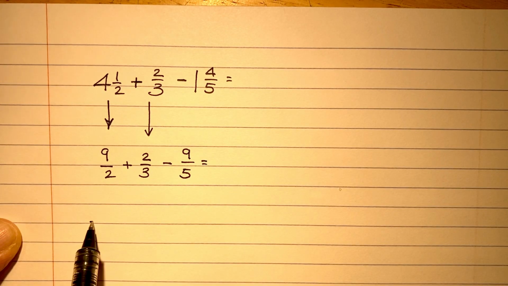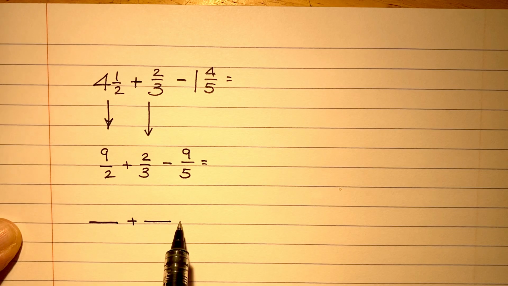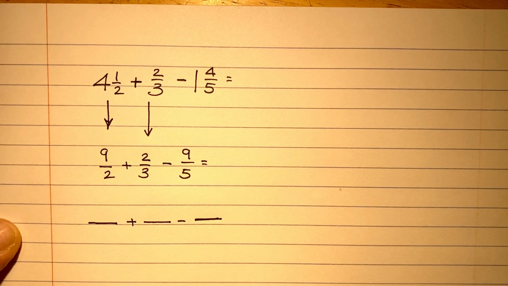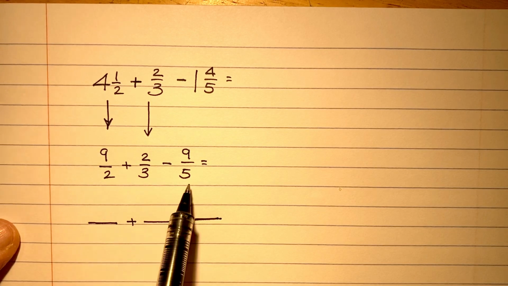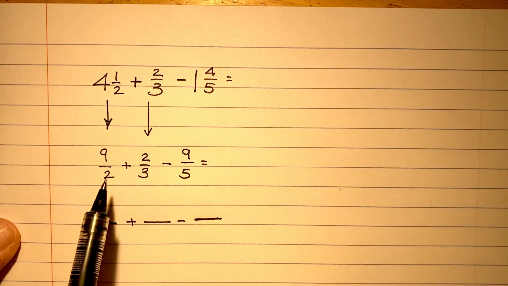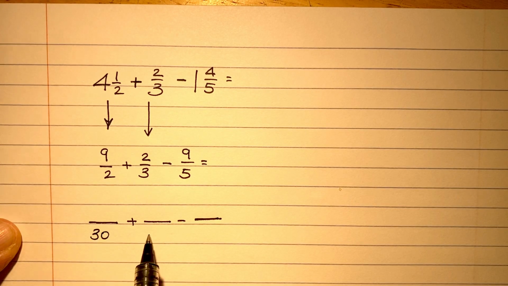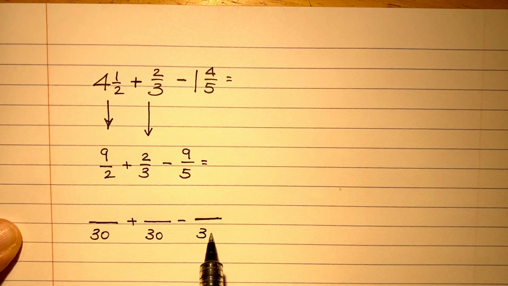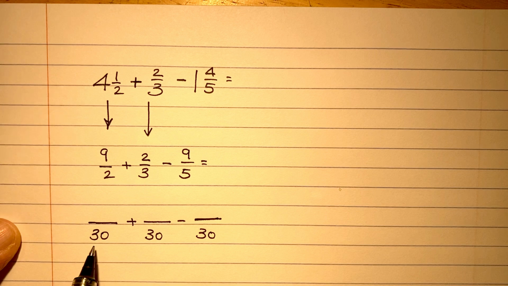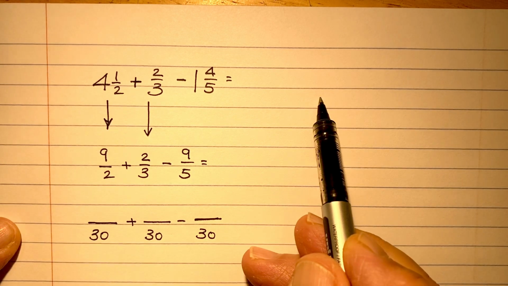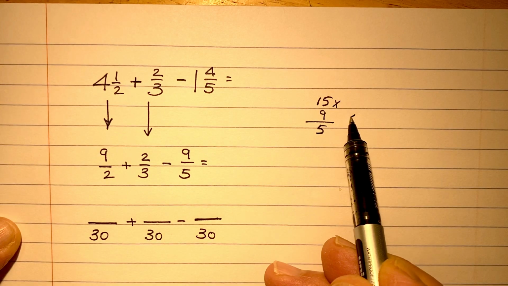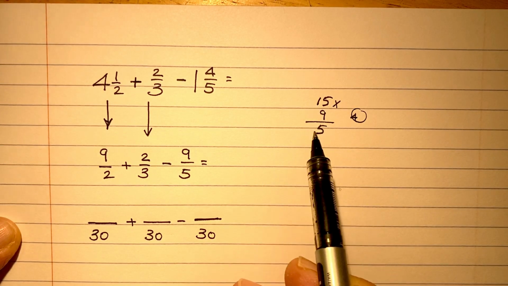Okay, so school method. We're going to change all the denominators to one common denominator. Well, if you know your timetables, for 3 and 5 would be 15, and 15 and 2, 30 would be the number for all of them. Okay, 2 has become 30. That's times 15. We need to multiply 9 by 15. 9 times 5, 45. Carry the 4. 9 times 1, 9 and 4.